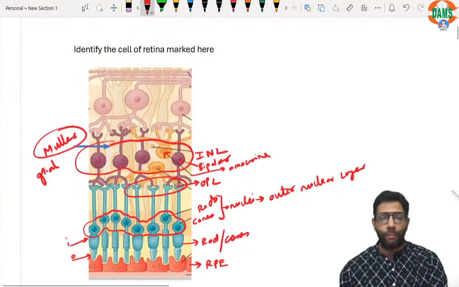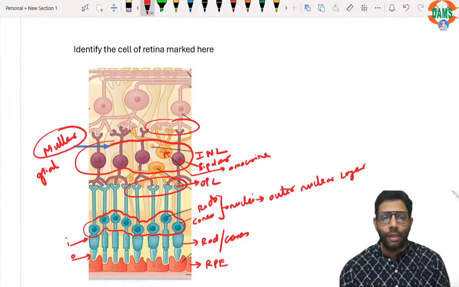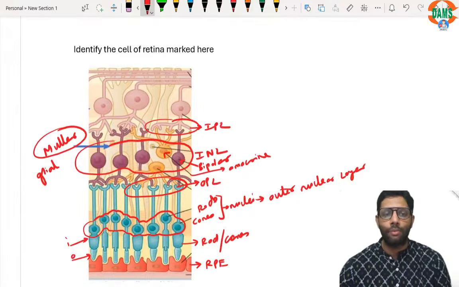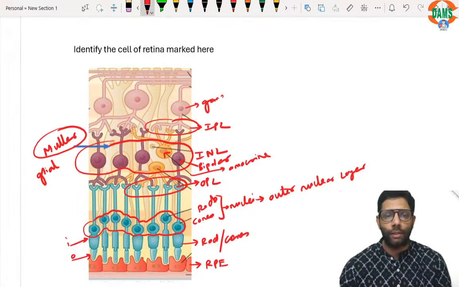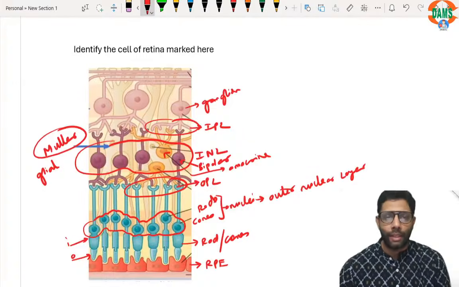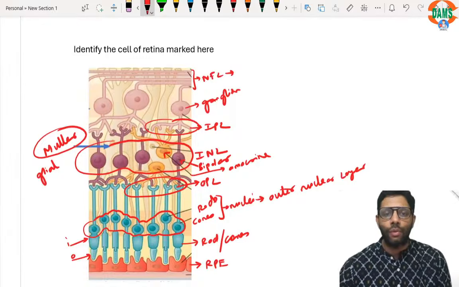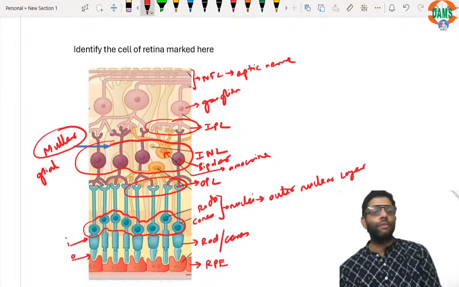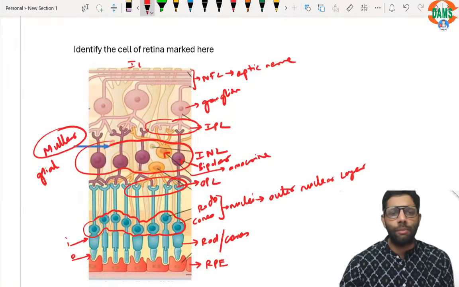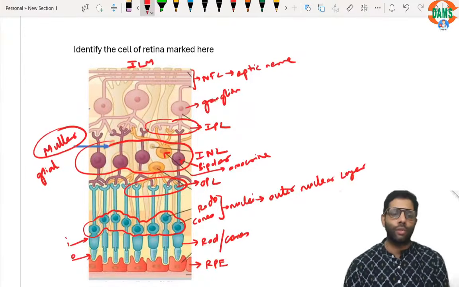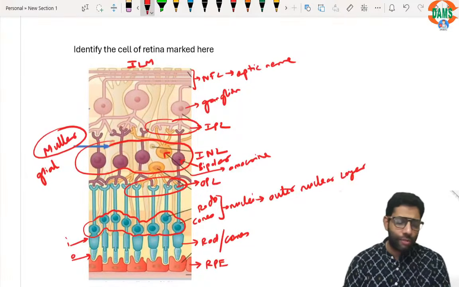Now ganglionic cell, from here the impulse goes via inner plexiform. Plexiform means synapse into the ganglionic layer of the retina. And the axons of the ganglionic cells form the nerve fiber layer of the retina, which ultimately forms the optic nerve. So that is the identification of the layers, and the first layer is the inner limiting membrane, which is not very important, which is formed by the foot processes of Muller cells only. So that's the identification of the first question.